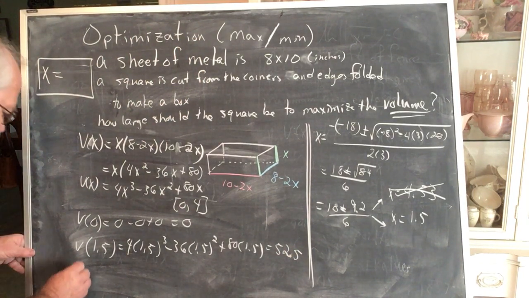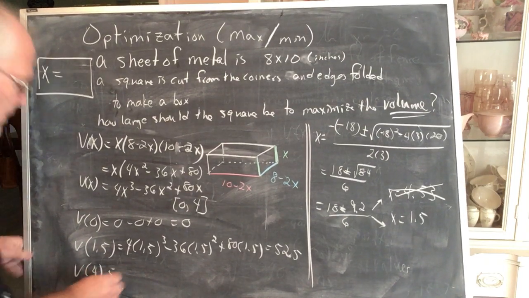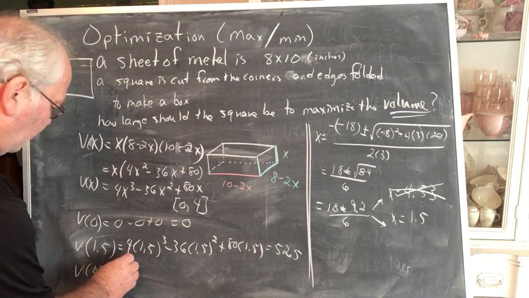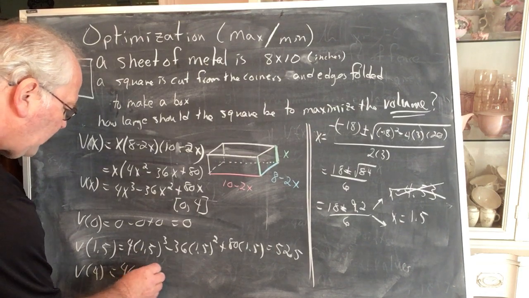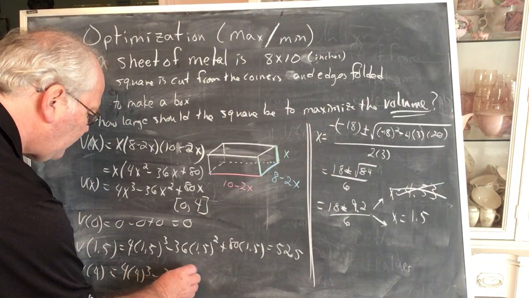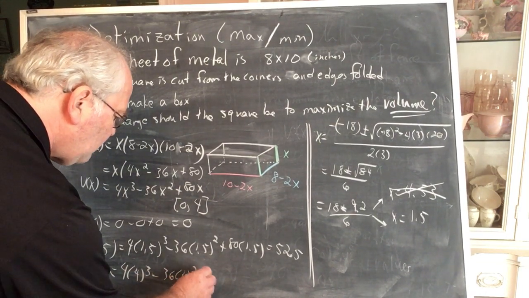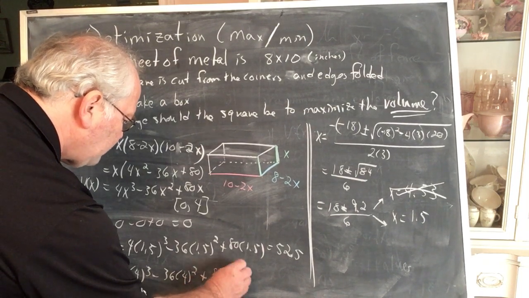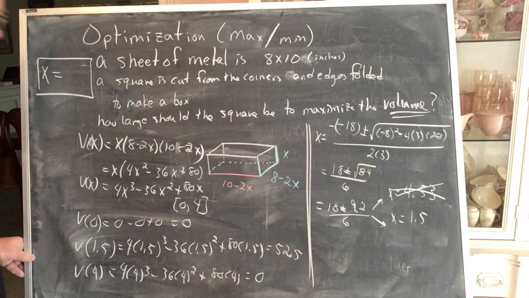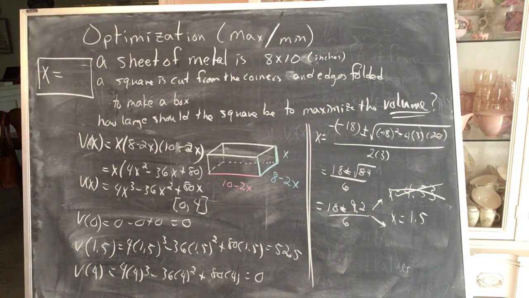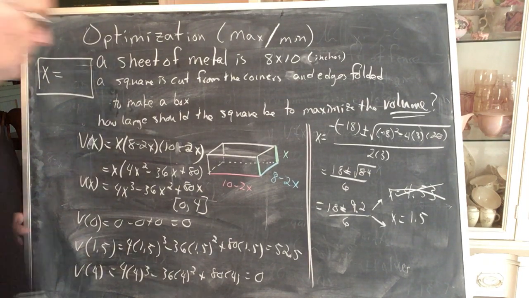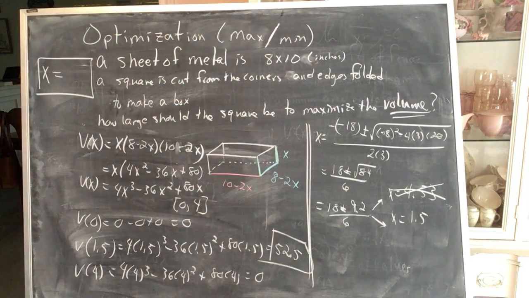And then the other endpoint, which is 4 times 4 to the third minus 36 times 4 to the second plus 80 times 4. And I think if you work that out, that works out to be 0. And so you choose the larger. All right? So the largest possible volume is 52.5.